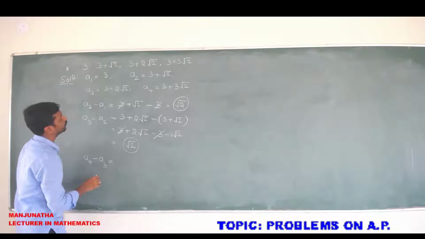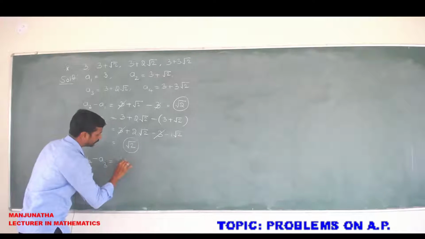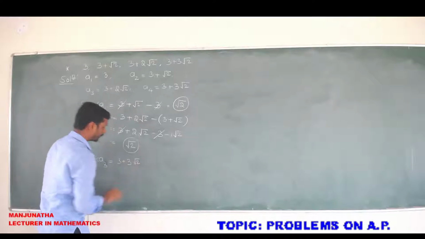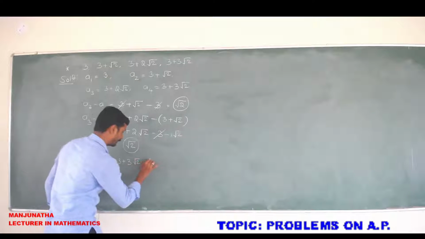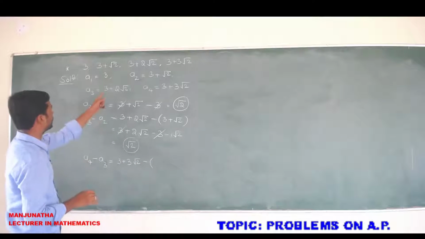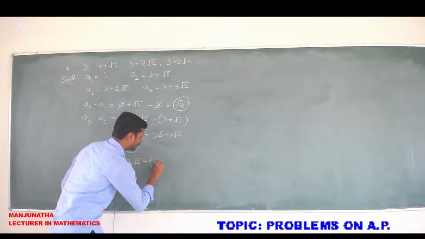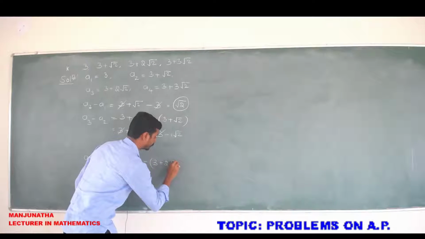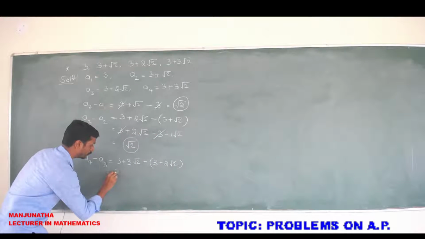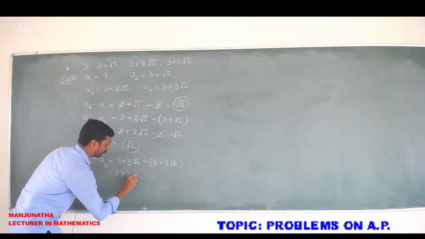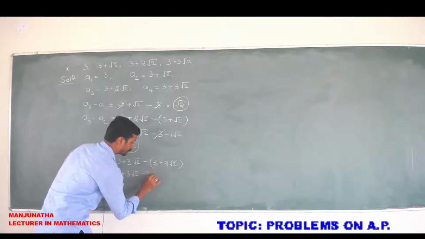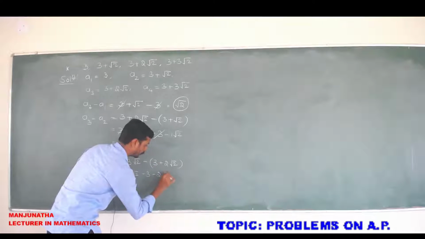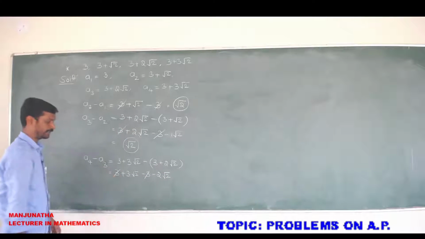That is equal to a4, which is given by 3 plus 3 root 2 minus A3. A3 means the third term. Third term is 3 plus 2 root 2. This is equal to 3 plus 3 root 2, let it be as this, minus 3 plus 2 root 2. Minus into plus is minus 3, minus into plus is minus 2 root 2. See here, plus 3 minus 3 gets cancelled.